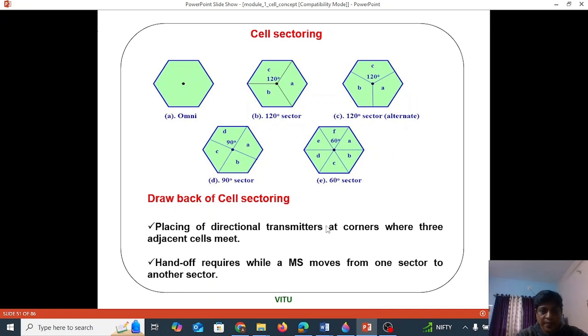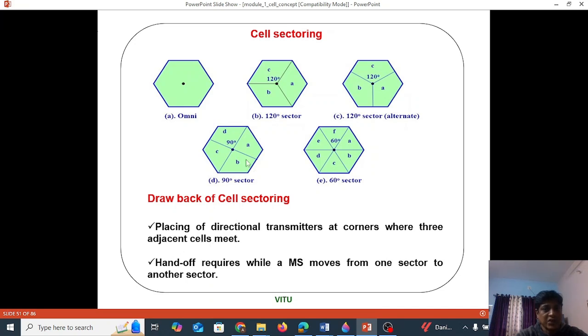What are the drawbacks? One is placement: placing directional transmitters at corners where 3 adjacent cells meet, finding the exact place where 3 different cells meet, because I told you it can be placed at the center or at the corner. This location is very difficult to adjust. So if there is any mismatch, the sectors may interfere with each other.